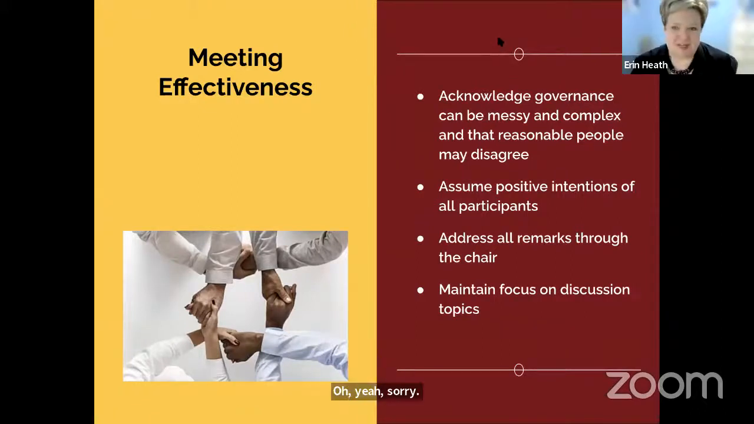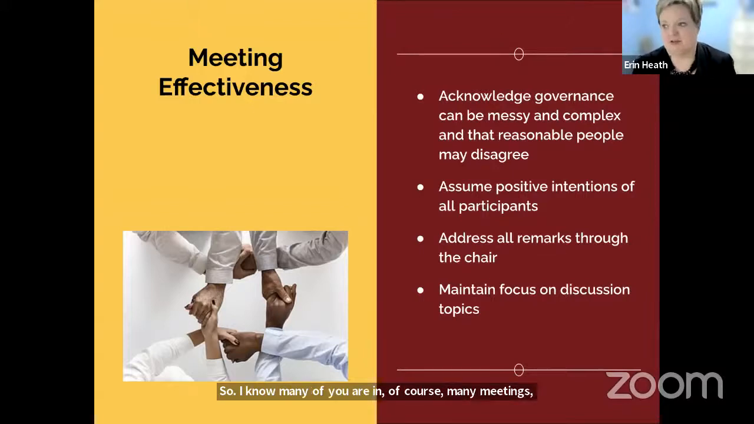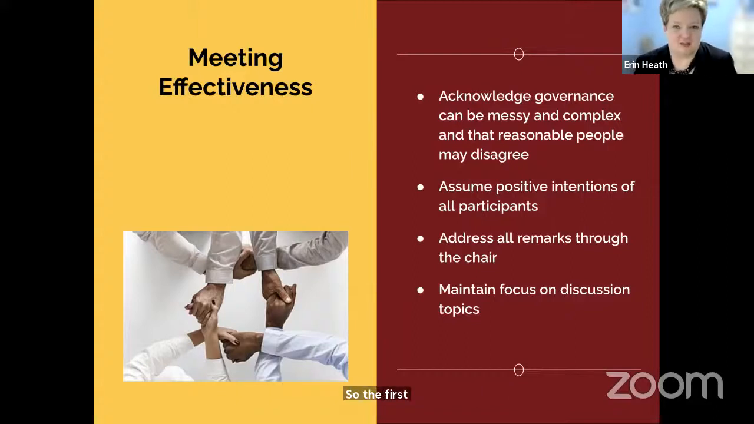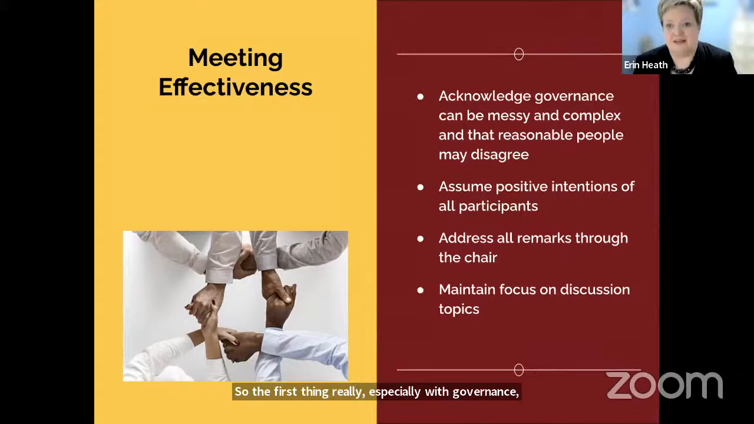So we'd like to talk also a little bit about meeting effectiveness. I know many of you are in, of course, many meetings, including this one, and so these tips could also perhaps be used for those as well. The first thing, especially with governance, is that, as we know, it can be very messy. It can be complex. We're dealing with a lot of issues across multiple groups and individuals across the university system. If you have more than one person in a room, you are going to have conflict, and conflict is okay. It's actually expected, because otherwise we wouldn't have progress on things.